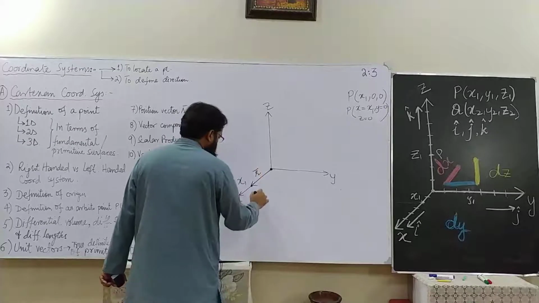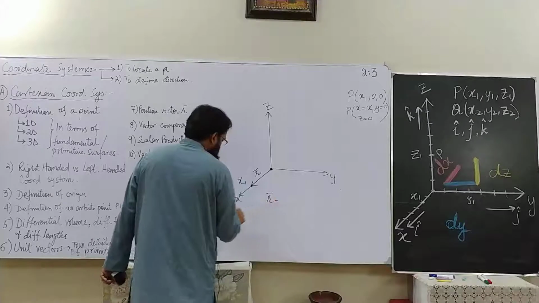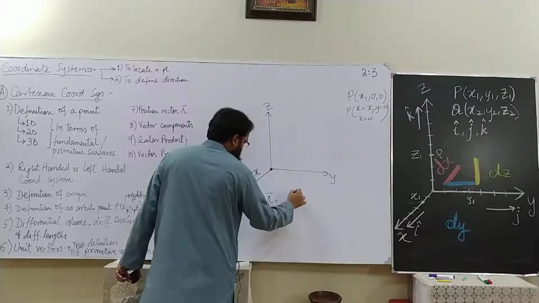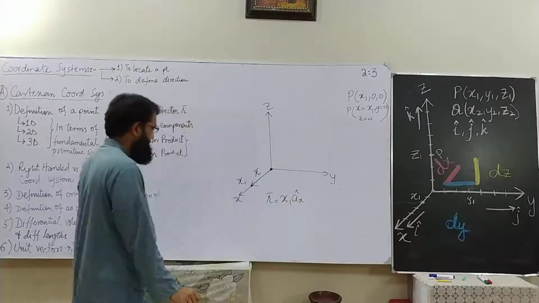So the way to write it in mathematical form is: R is nothing but move in the direction of x, how many units? X1 units. So this is how we write it.